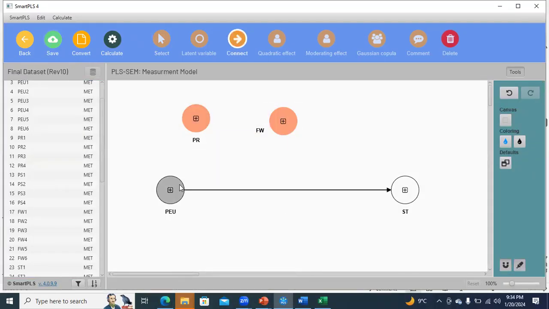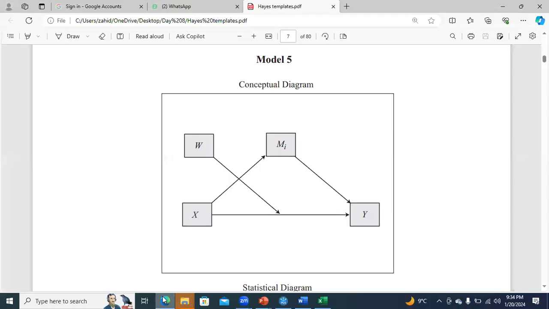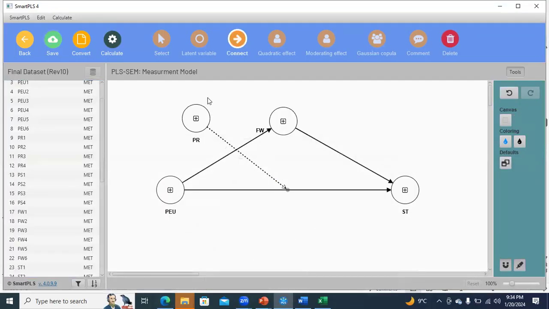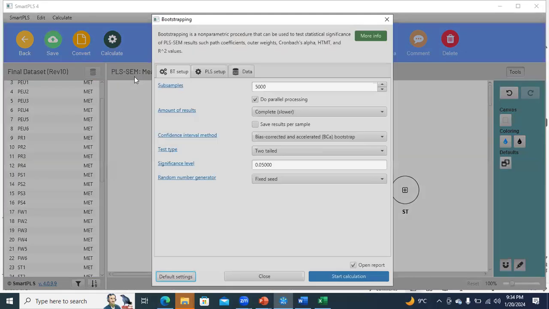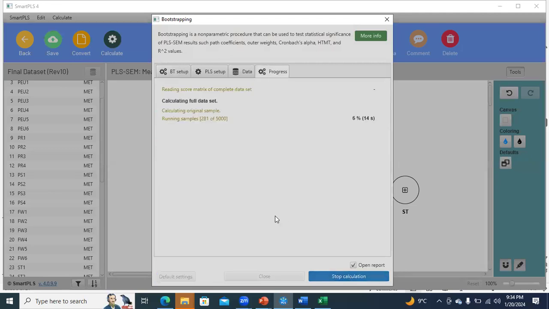Simply go to connect. This is the mediation that I was previously running. And this one is moderation, like this. And this model looks like this. So you can run it also. Go to calculate, go to bootstrapping, and you can run it very easily.